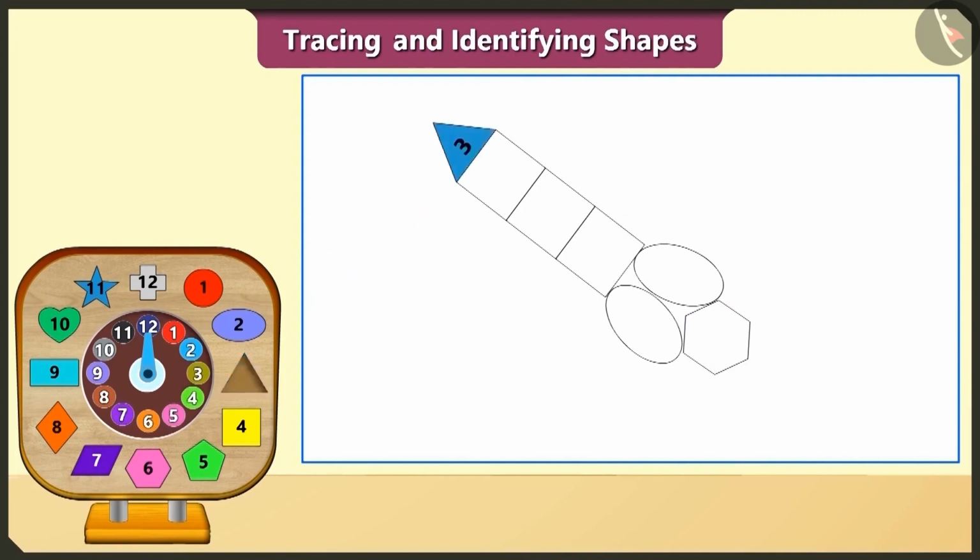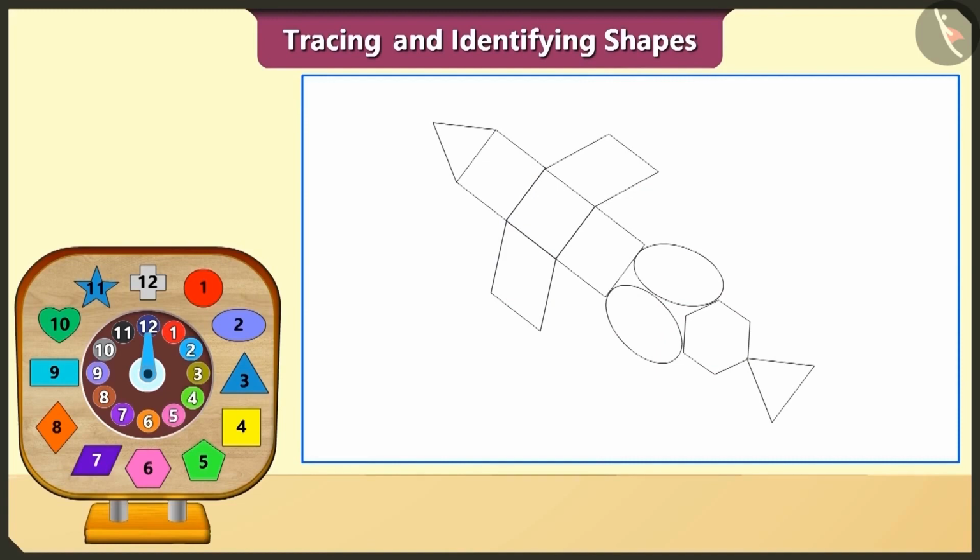Now we will draw a hexagon shape by tracing the hexagon block under these 2 ellipses. Yes, now we will trace this triangle block and draw 2 triangles like this. Now we will take the quadrilateral block and place it like this and then trace it, and we will draw 2 quadrilaterals.